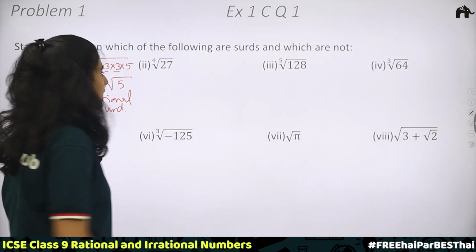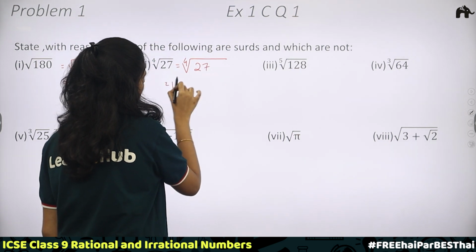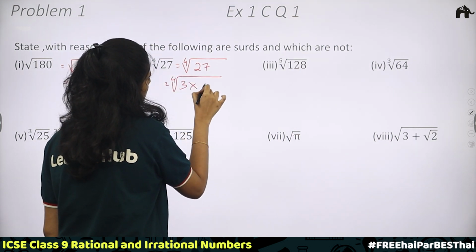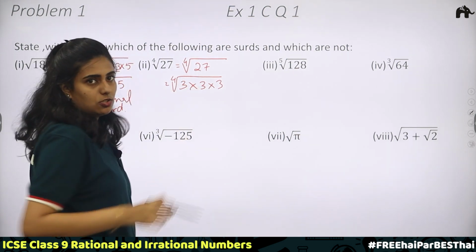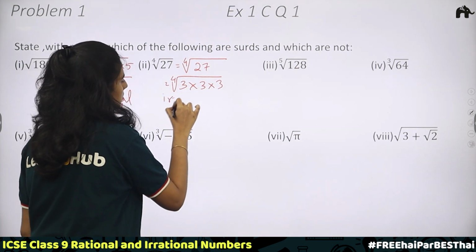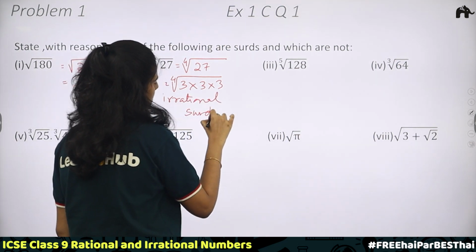Now the second one, 4th root of 27, which can be written as 4th root of 3 into 3 into 3. 27 is 3 cube, which is 3 into 3 into 3. This is again irrational, right? This is irrational, and hence it is a surd.